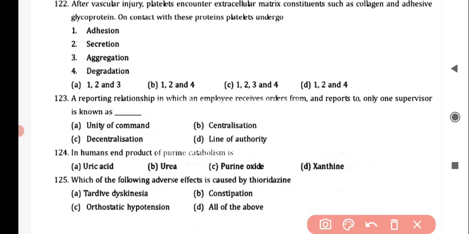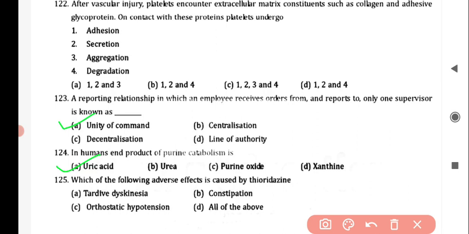Next question is, a reporting relationship in which an employee receives orders from and reports to only one supervisor is known as, and the correct answer is option A, unity of command. Next question is, in humans, end product of purine catabolism is, and the correct answer is option A, uric acid.